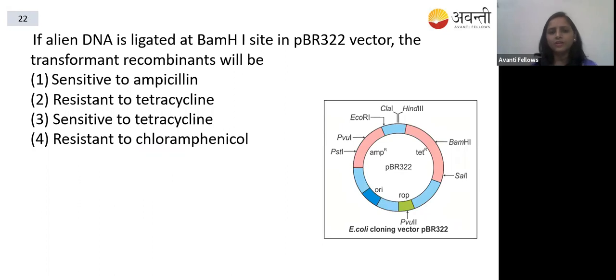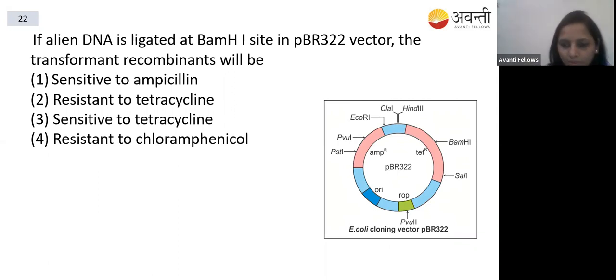So then coming to the 22nd question. I think this is the last. If the alien DNA is ligated at the BamHI site in the pBR322 vector, the transformant recombinant will be. So what they are doing here? They are ligating the DNA in the BamHI site. Okay. So what will happen here?